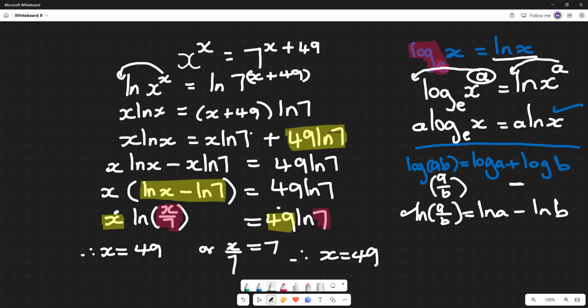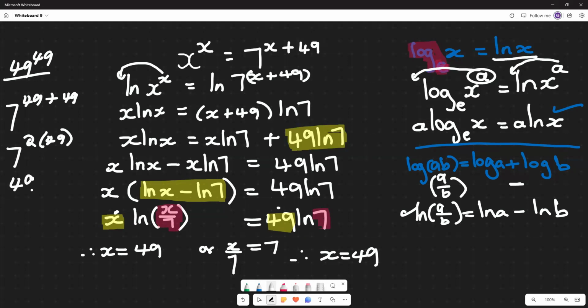Then you can easily verify that if you want to. So this side we have 49 to the power 49. That is our left-hand side. Let's verify the right-hand side. We have 7 to the power 49 plus 49, which is basically 7 to the power of 2 times 49. And then this becomes 49. So it's 49 to the power of 49, which is true.